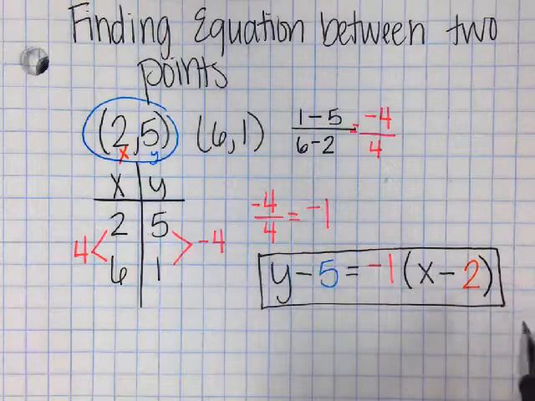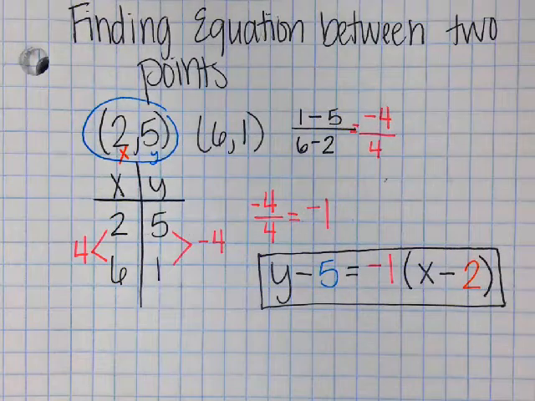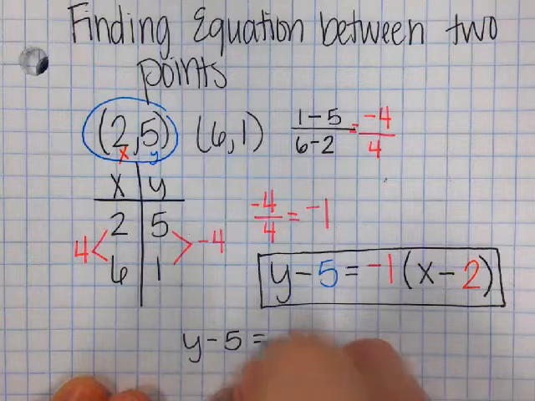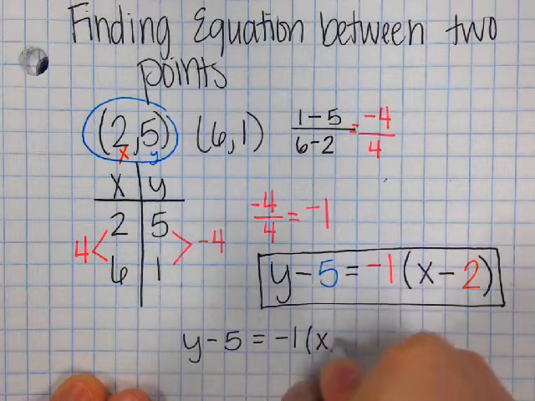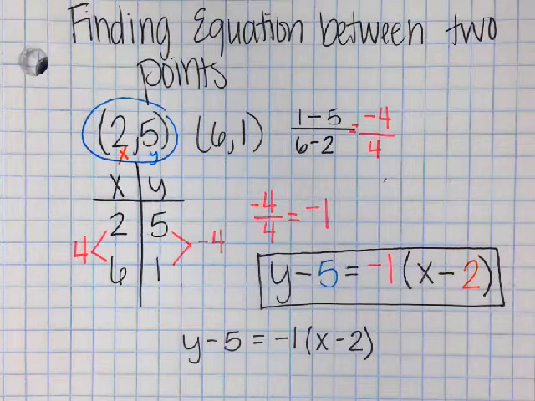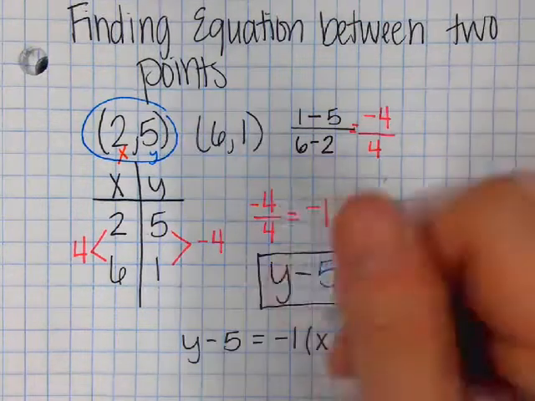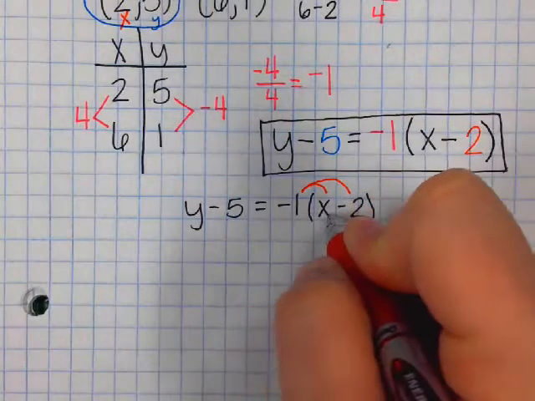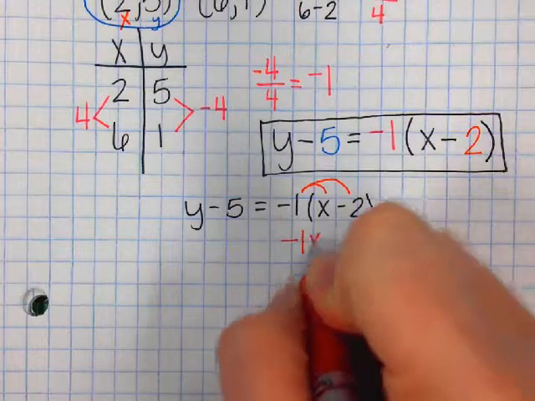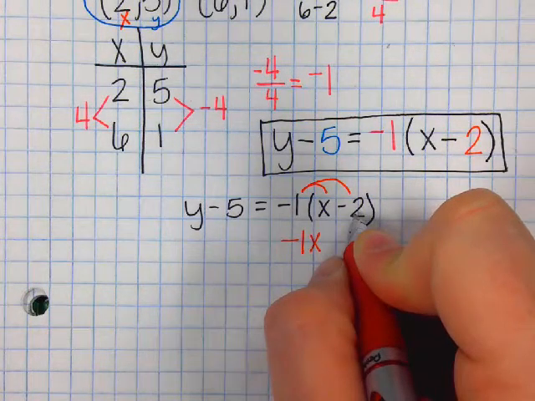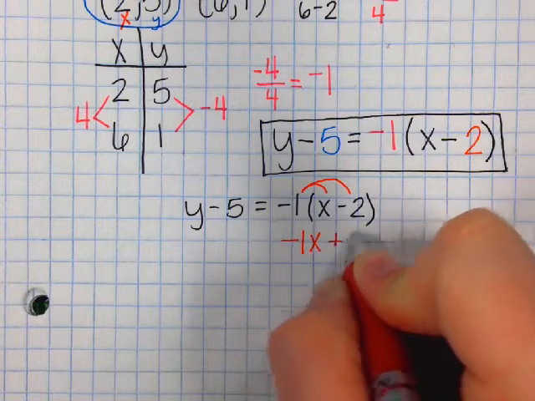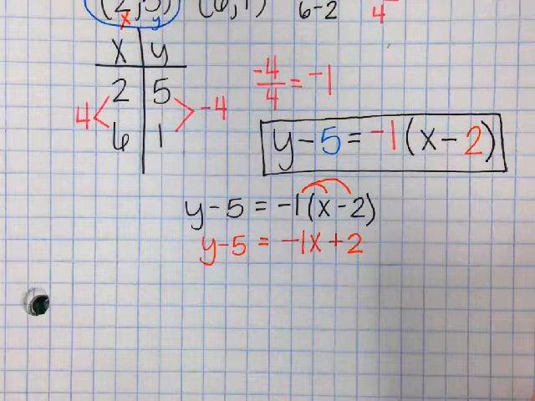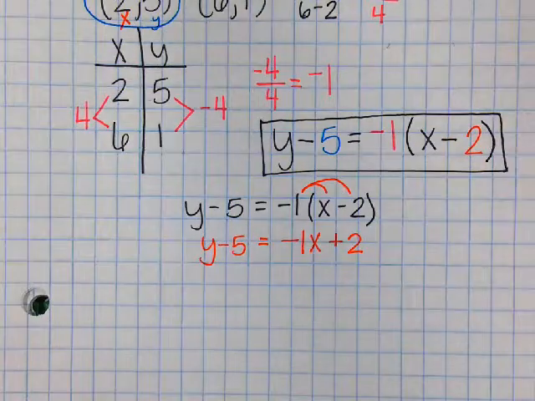Now I need to find the slope intercept. So I'm going to go ahead and do those steps that I just told you about just a minute ago. So I'm going to take that equation, y minus 5 equals negative 1 times x minus 2. First thing you need to do is distribute. So negative 1 times x would be negative 1x. A negative 1 times a negative 2, a negative times a negative is a positive 2. Bring down the equal sign. Bring down the y minus 5.